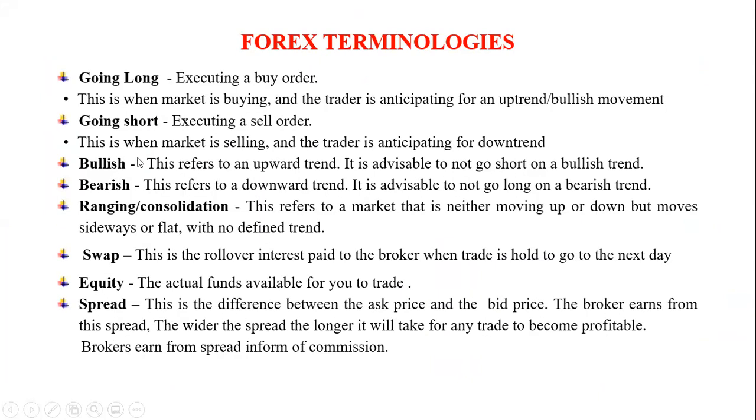Let's look at the bullish, bearish, and ranging or consolidating markets. These are the types of markets that you'll find in the Forex market. You'll have the bullish market, the bearish market, and the ranging market, or the consolidating market. So what do these mean?